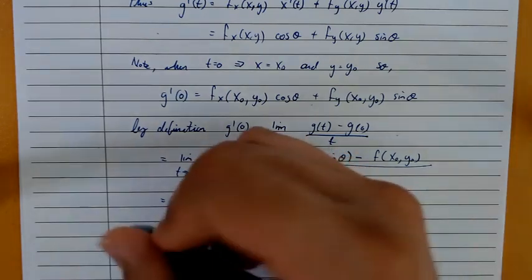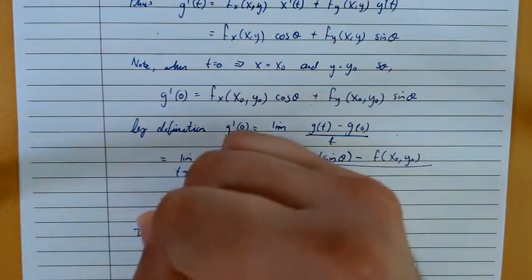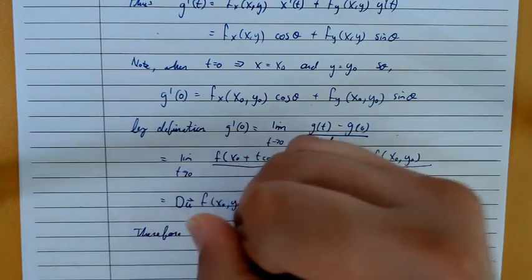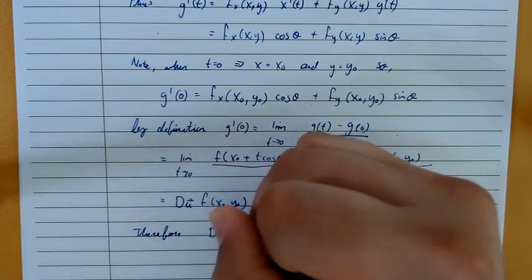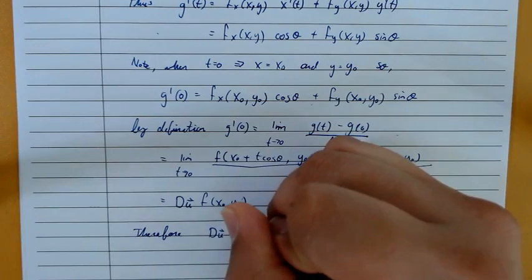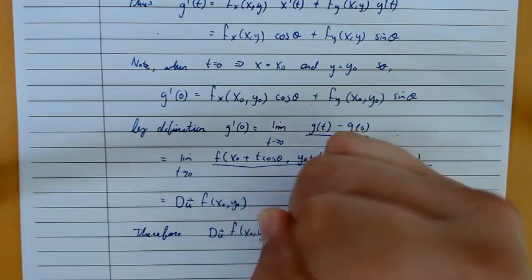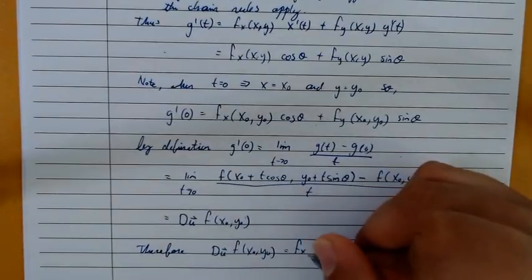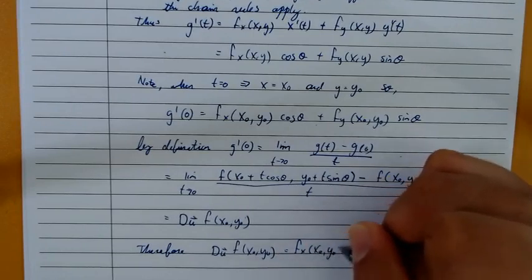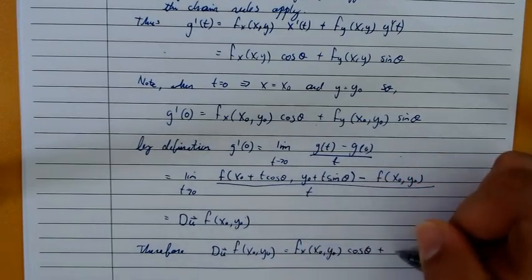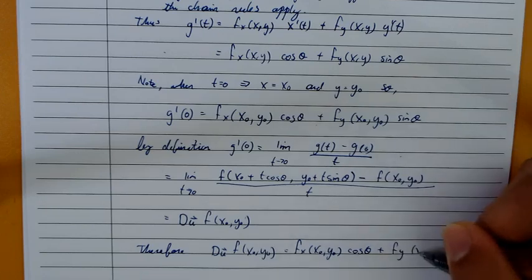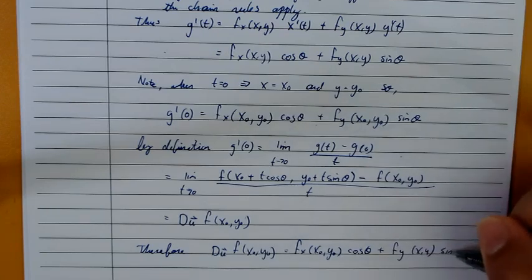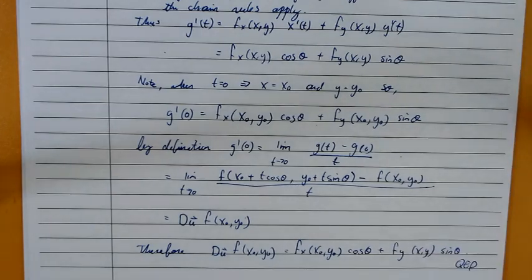Okay, and so therefore the directional derivative in the direction of u of f at x naught comma y naught is equal to this thing that we started with up here, f sub x at x naught comma y naught cosine of theta plus f sub y at x naught comma y naught sine of theta, which is our conclusion. That's what we wanted to prove.